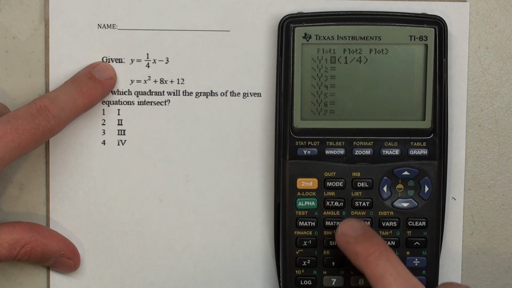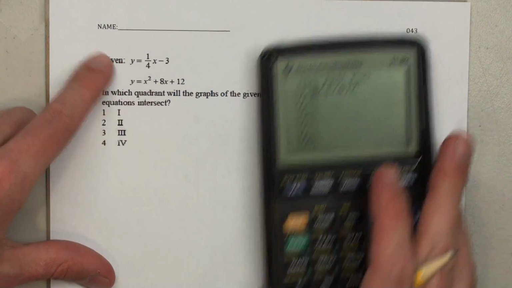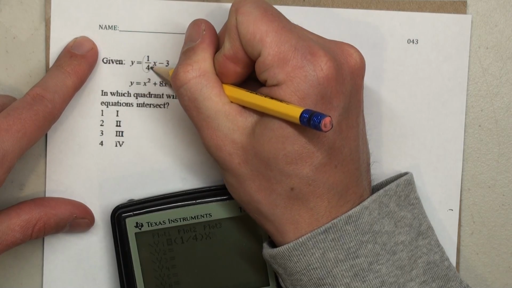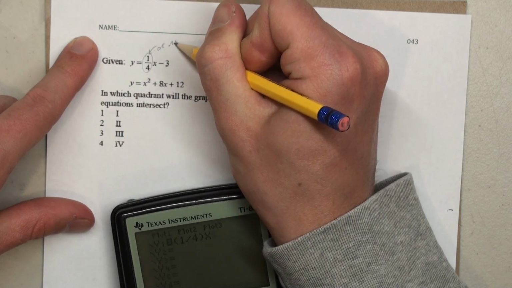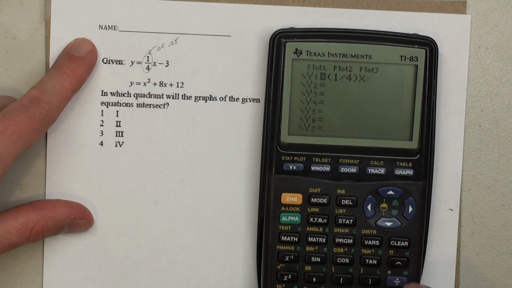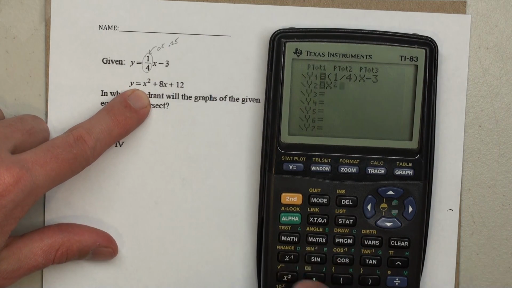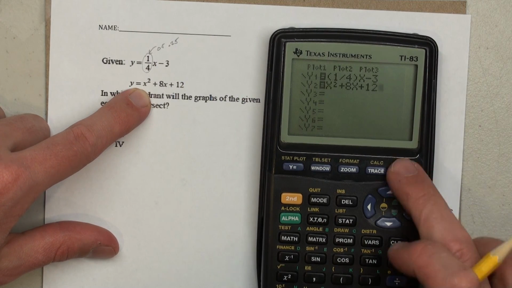1/4 x, you have to put it in parentheses, or you have to make that 1/4 0.25. So let's circle 1/4 and put or 0.25. I'm just going to leave it as 1/4. Minus 3. And then we have x squared plus 8x plus 12.